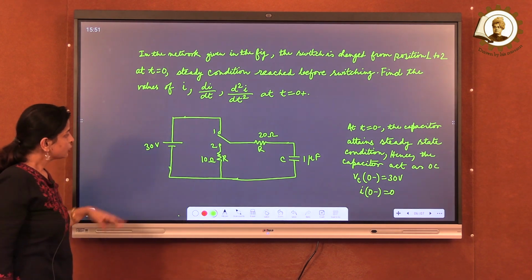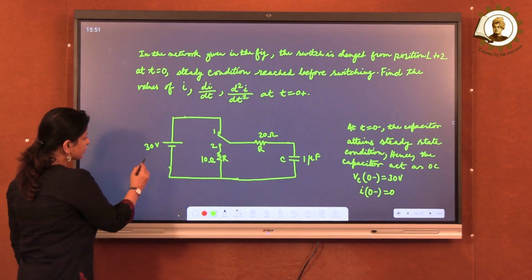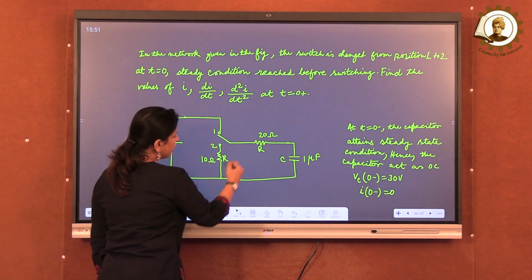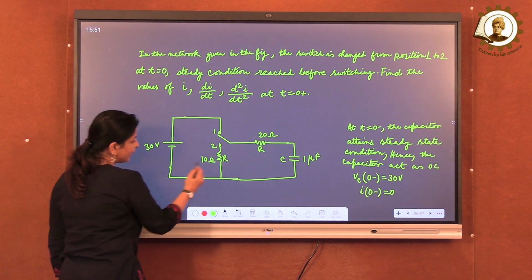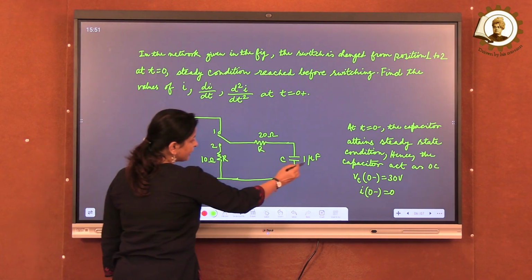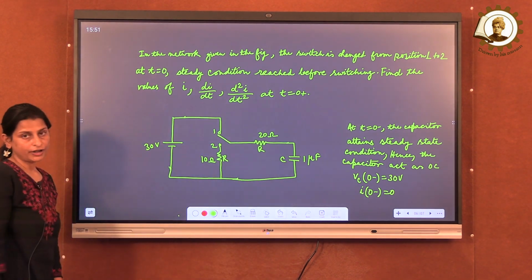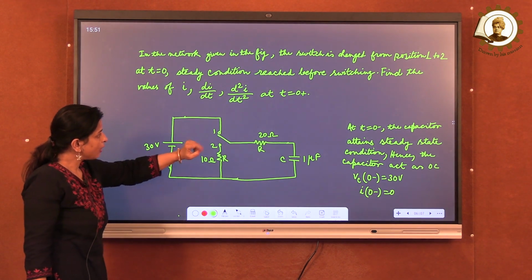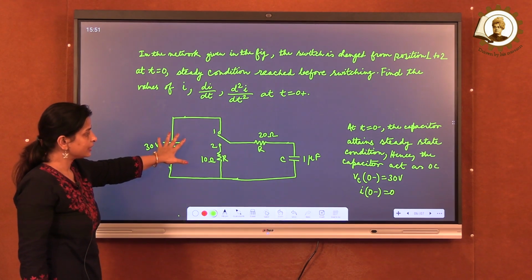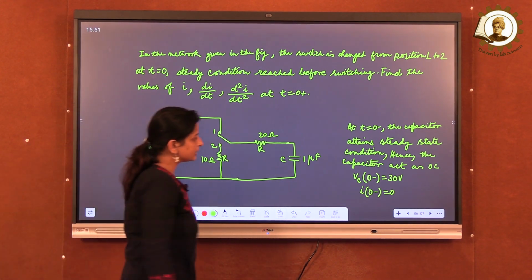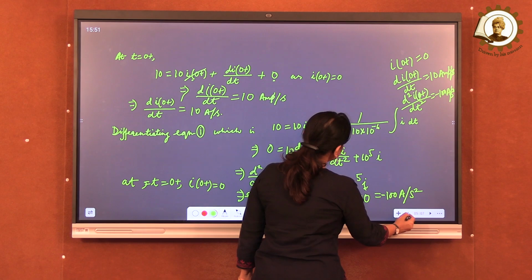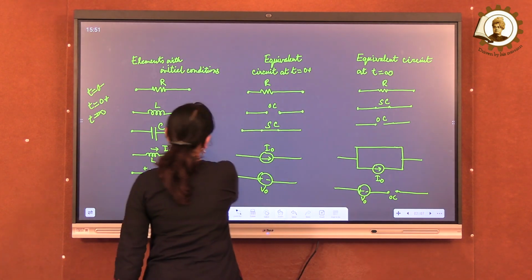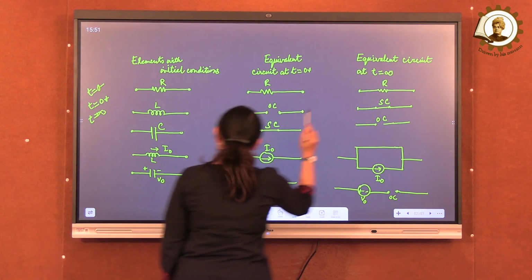This may be asked. So this is our network where the source voltage is 30 volt. Apart from that, we have two resistors, one is 20 ohm, another is 10 ohm, and we have a capacitor of 1 microfarad. So when the switch was at position 1, steady state was reached. Under steady state condition, the capacitor at t equal to infinity is an open circuit.